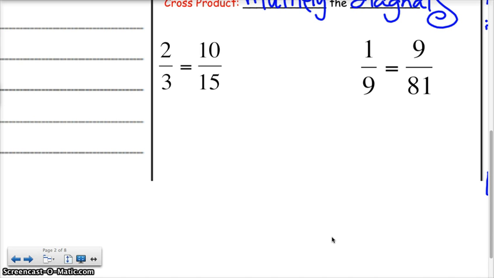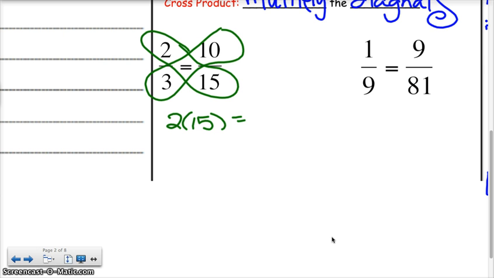But the more important thing, now I wouldn't expect you to do cross products here, but I'm going to introduce it. Cross products, I would say, does 2 times 15 equal, and then multiply the other numbers, 3 times 10. 30 equals 30, yes, they are a proportion. If they're not, you say no.